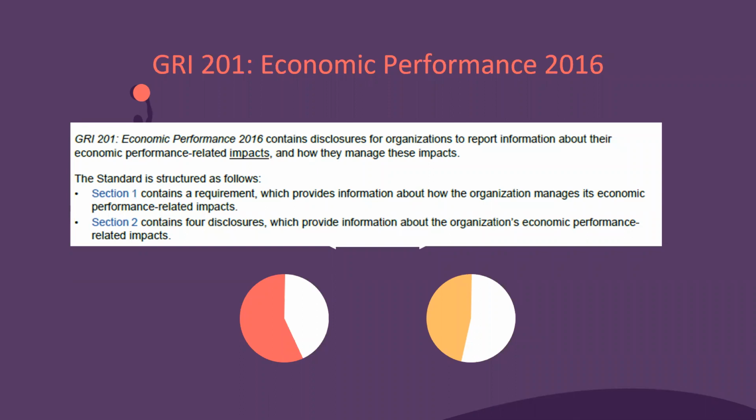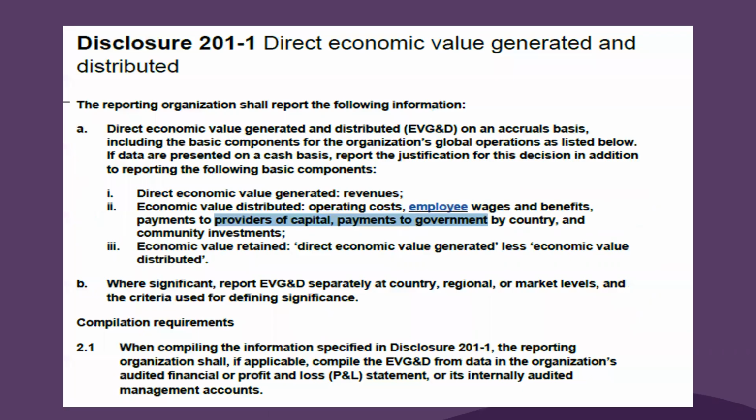So in this case, per economic performance, what are the required disclosures? So we have direct economic value generated and distributed. So EVG and D, on an accrual basis, including basic components for the organization's global operations as listed below.